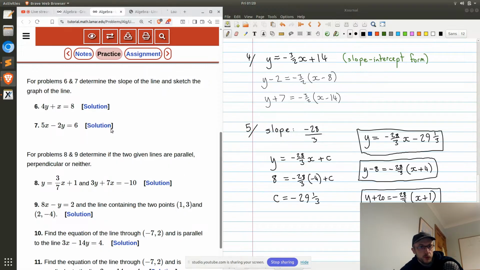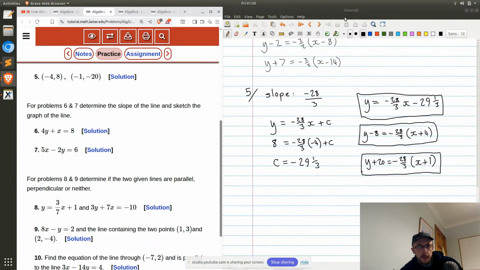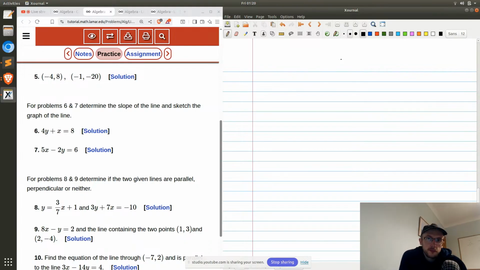Now, problems 6 and 7. Problem 6 and 7: determine the slope of the line and sketch the graph of the line. Okay, so I just need to rearrange it into the form y equals mx plus c, which is slope-intercept form. So what I'm going to do is subtract x from both sides, and then divide both sides by 4. And there you go.